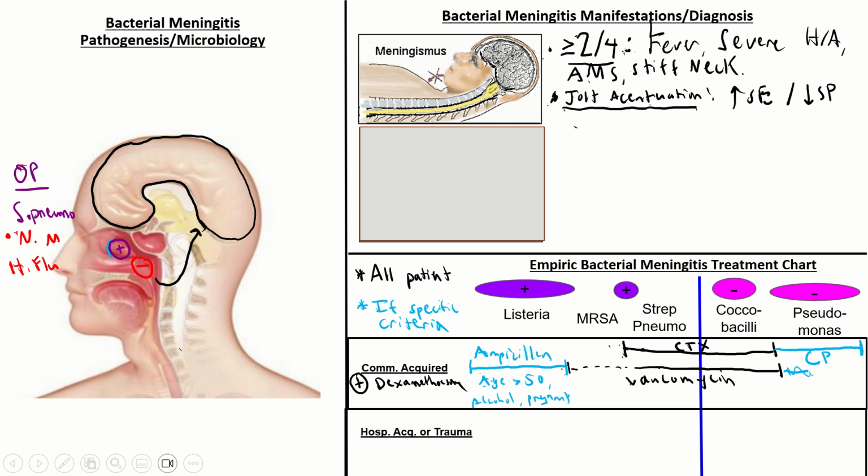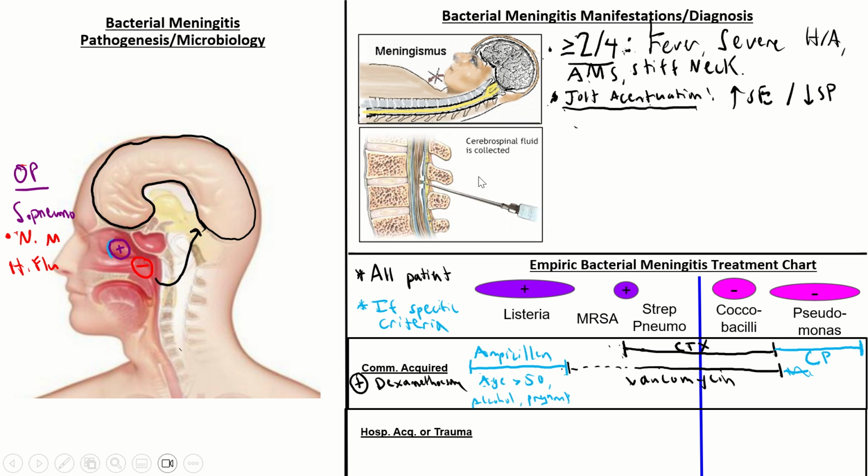All right, so that's going to be your empiric bacterial meningitis treatment chart. First, you'll start all this empirically, and then you're going to get the lumbar puncture. If you have to wait for the lumbar puncture, definitely start it earlier than later. And that kind of goes through other things that we look at for workup and diagnosis of meningitis, right? So if you can't get a lumbar puncture quickly, you're going to start these empirically.